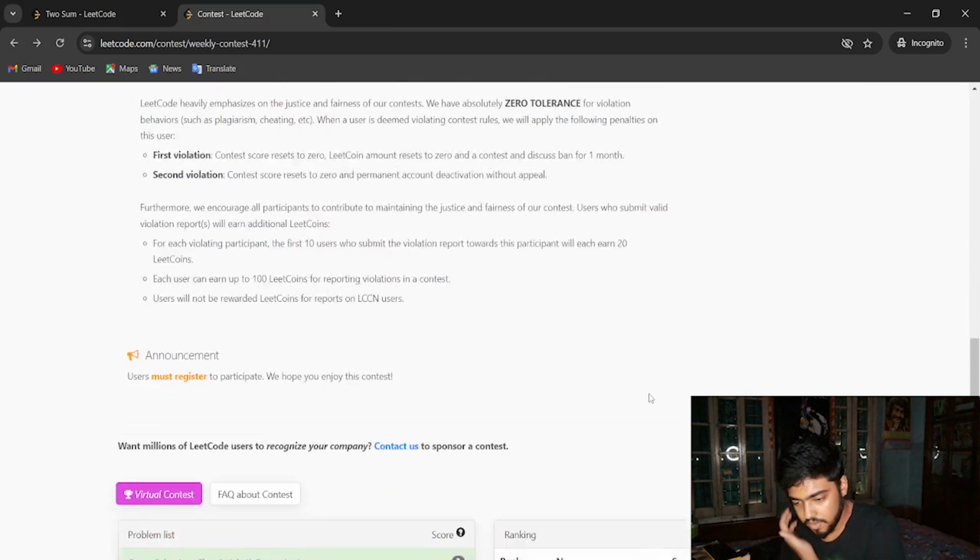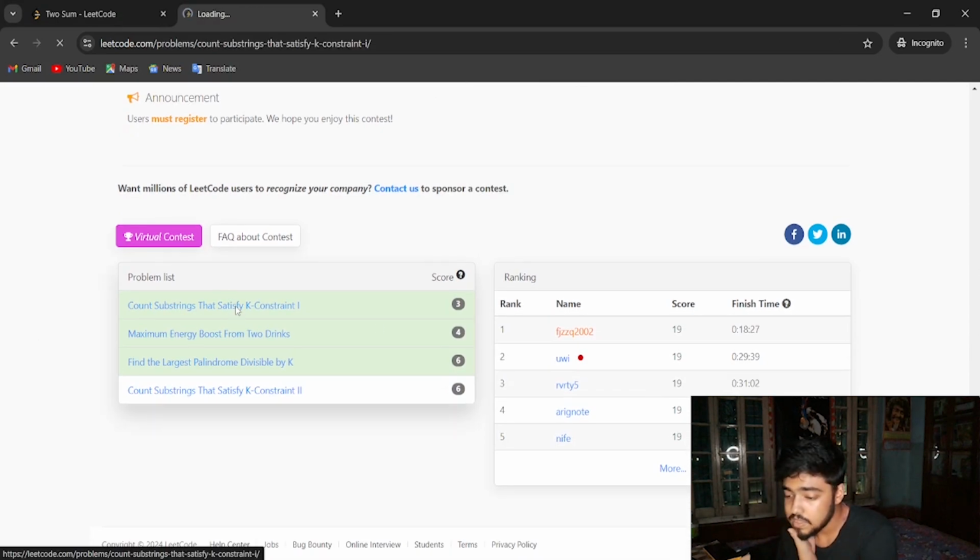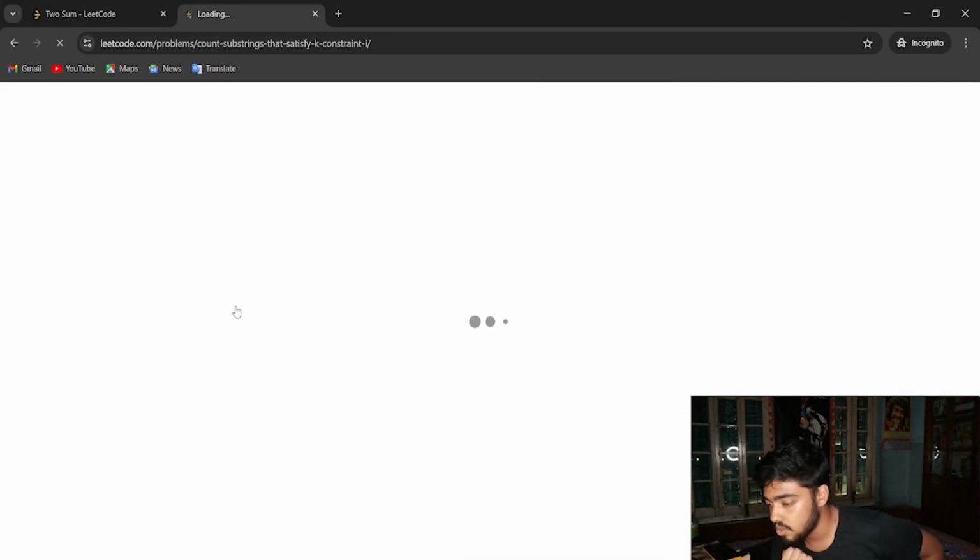The first question is count substrings that satisfy k-constraint A. Let it load. Okay, it's over here.